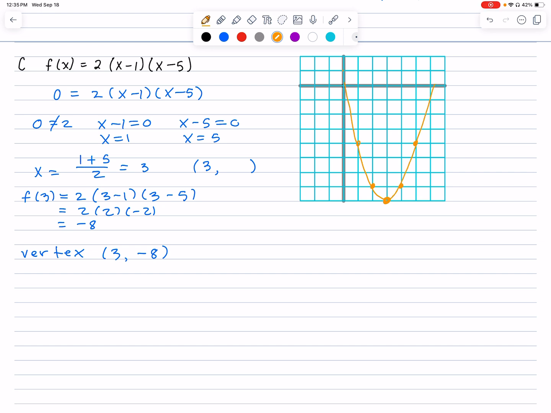Reminder, this is the parent function. So now what do I want to do? I want to graph this function. So what we have to do is we're going to take our y values and multiply them all by 2. So let's do that in purple.